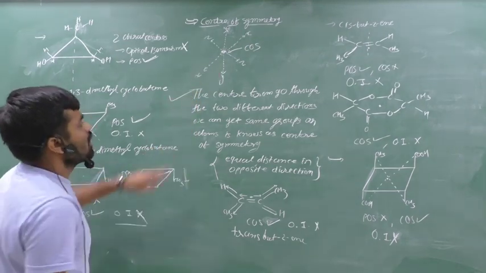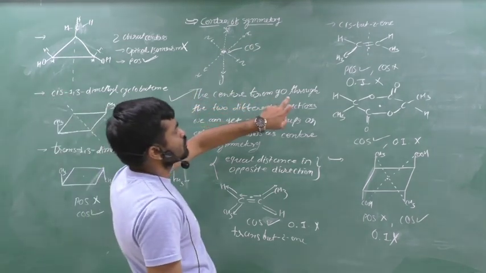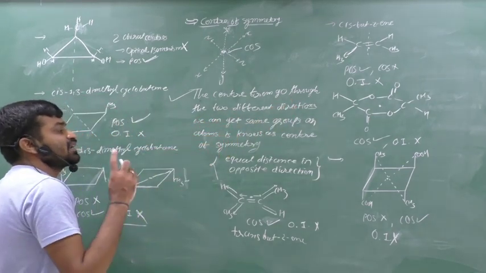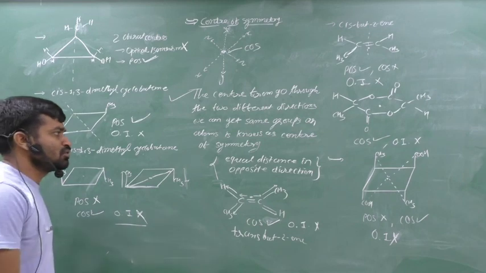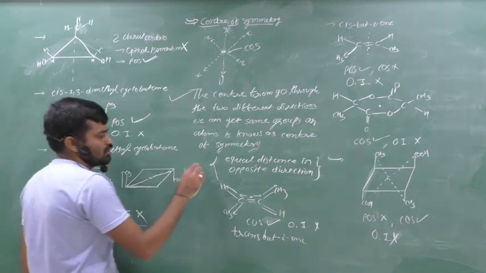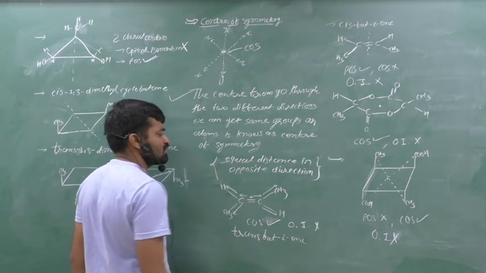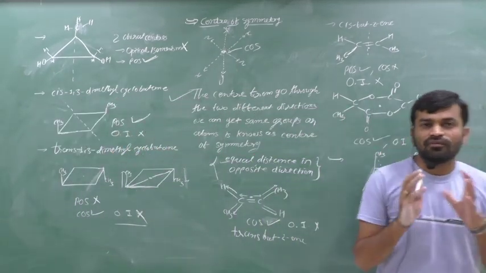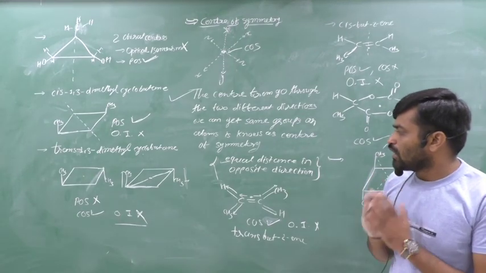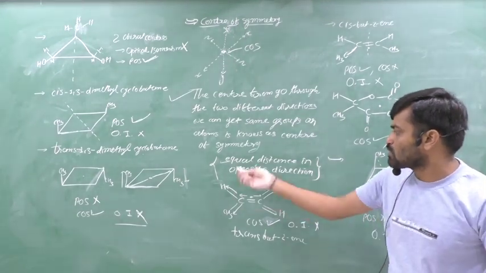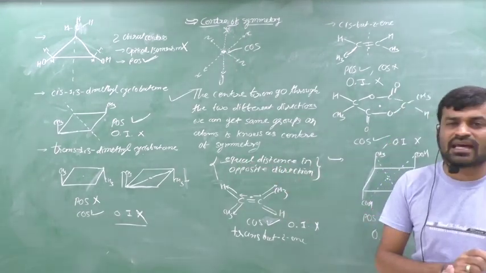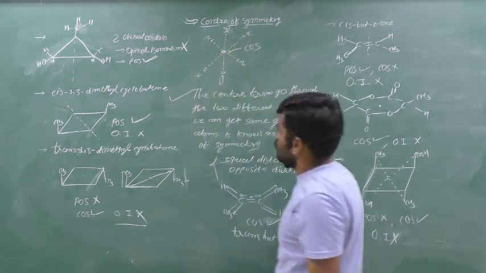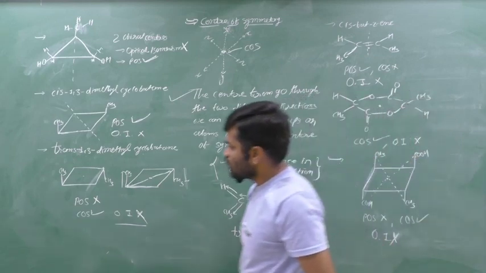That is a definition. A center from which, going through two different directions, we get the same groups or atoms is known as the center of symmetry. Very simple meaning: equal distance in opposite directions. If we consider a point and from this point we have molecules or groups of molecules at equal distance in opposite directions, it is known as the center of symmetry.